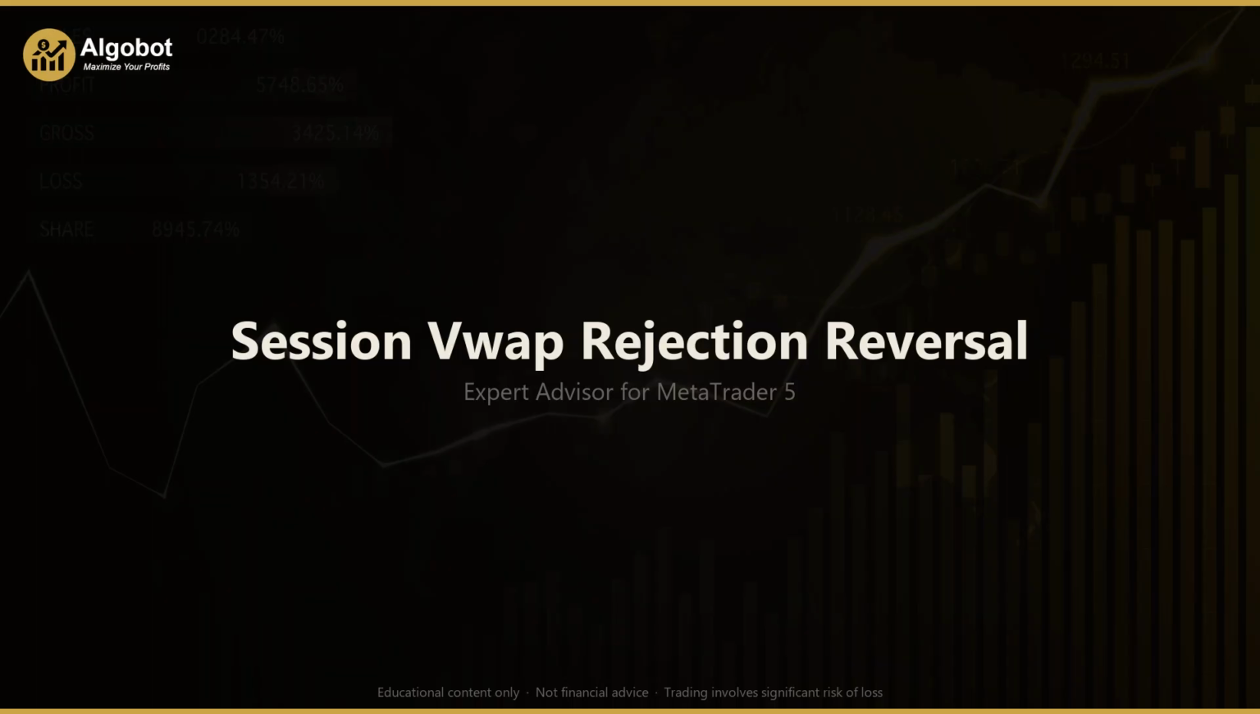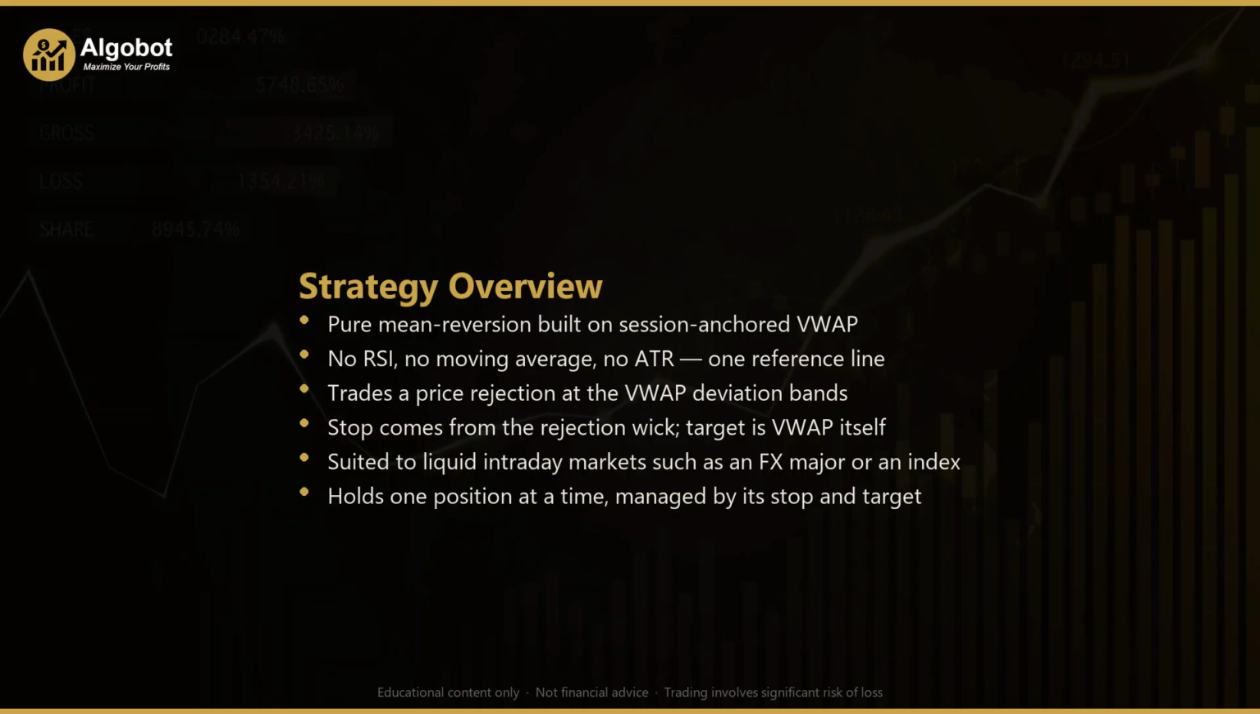I'm Algabot, and this is where we break down automated trading strategies for MetaTrader 5, one piece of logic at a time. Today we're examining an expert advisor called Session VWAP Rejection Reversal. It's a clean, single-idea mean-reversion system built around just one reference line, the Session-Anchored Volume Weighted Average Price, or VWAP, together with a price action rejection at its deviation bands. By the end of this video, you'll understand how it builds VWAP through the session, how it spots a rejection candle, and how it sets its stop and its target. Let's get into it. Let's start with the big picture.